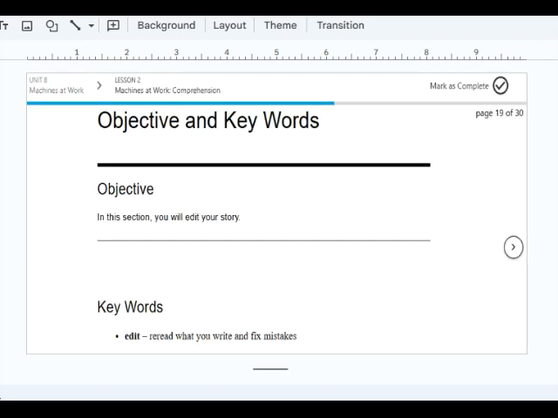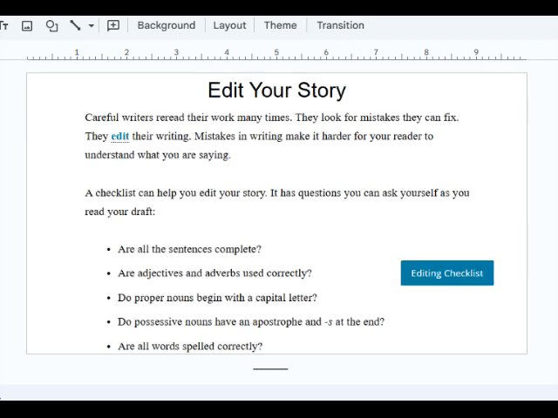All right, let's move on to Unit 8, Lesson 2. In this section, you will edit your story. Edit means to reread what you write and fix mistakes. Careful writers reread their work many times. They look for mistakes they can fix. They edit their writing. Mistakes in writing make it harder for your reader to understand what you are saying.